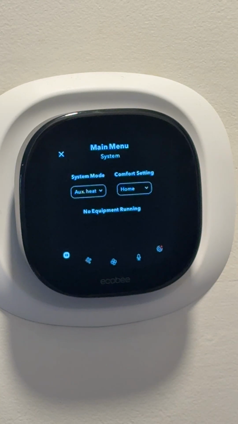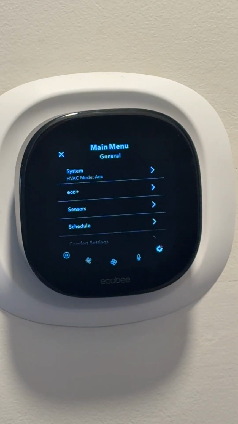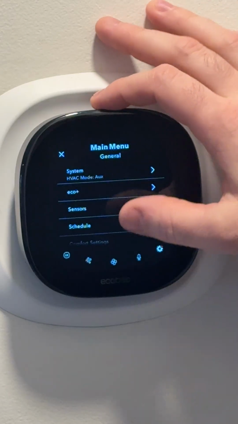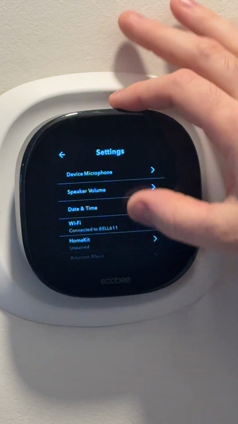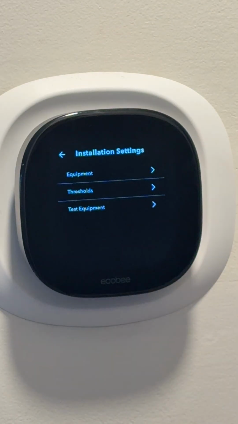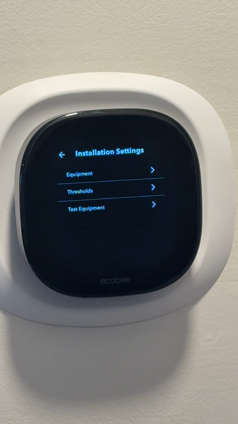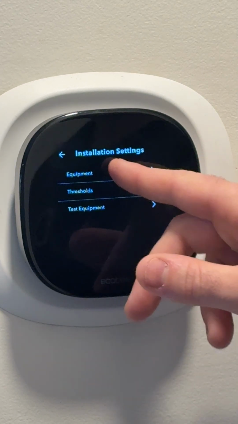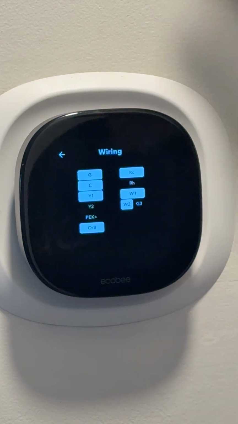On the right there, this is our menu. If we hit the gear, we're going to go to our main settings menu. We want to hit settings again to get into the deeper settings, and then we want to get into installation settings. So this is going to be our main spot where we're going to change how our equipment operates. If you want to verify your equipment is very similar to ours, we're just going to hit equipment and look at wiring. So these are all the wiring setups that we have.